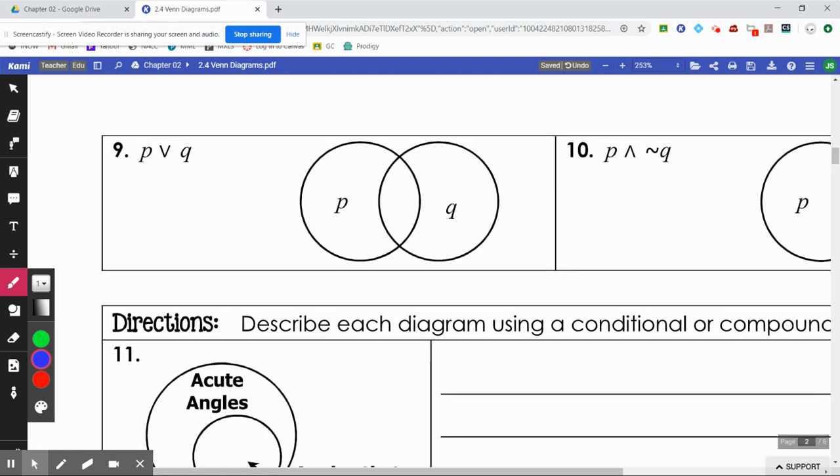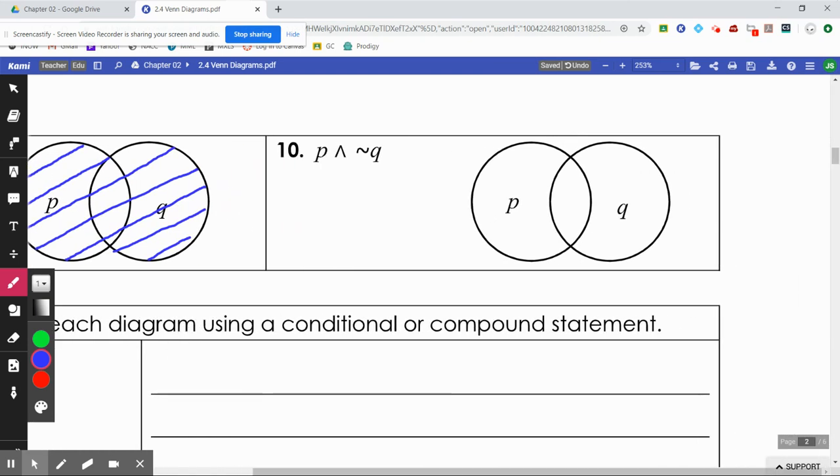Everything that's in P or Q. So this stuff is in P. This stuff is in Q. So everything that's in P or Q would be the combination of both regions. Everything in P, or it could be in Q.